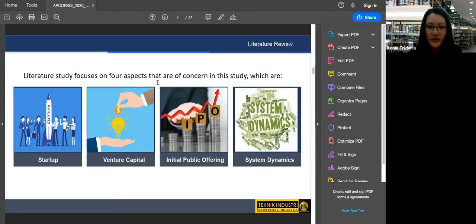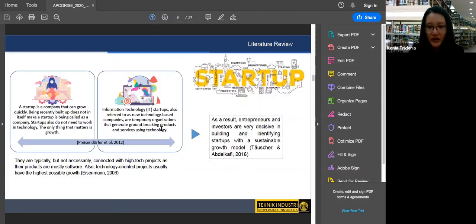There are some topics of literature needed for this research, which are the literature about startup, venture capital, initial public offerings, and the system dynamics. Okay, so as I have mentioned before about the definition of startup, we can skip this and next.